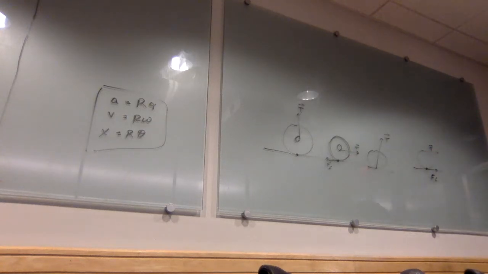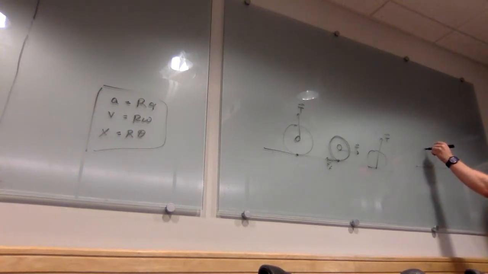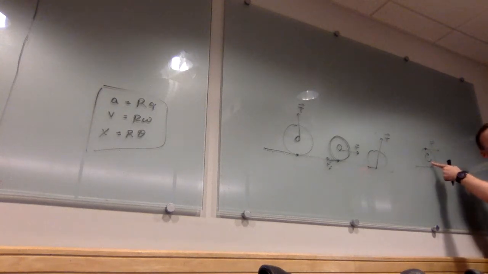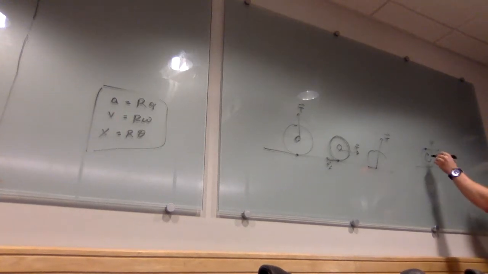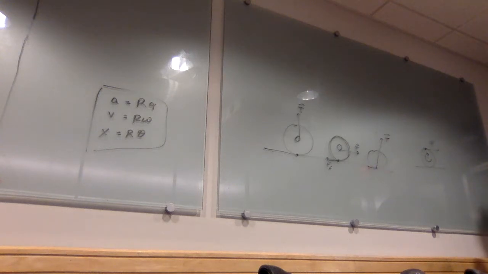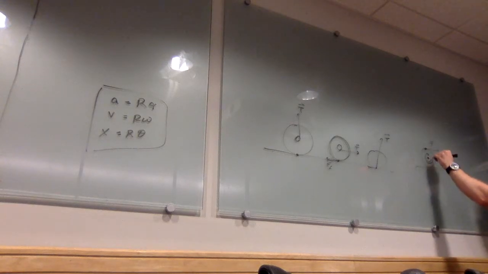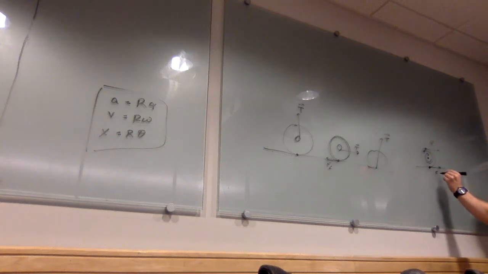Oh, wait, hold on. I'm confusing myself. Okay. So if we have this, we have a torque going this way, right? Now, this is not the actual vector of the torque. So therefore, we need a counter torque around the center. So we need a counter torque going this way, which means we need to apply a friction force like that.